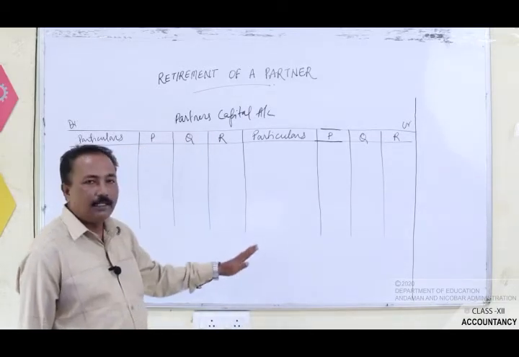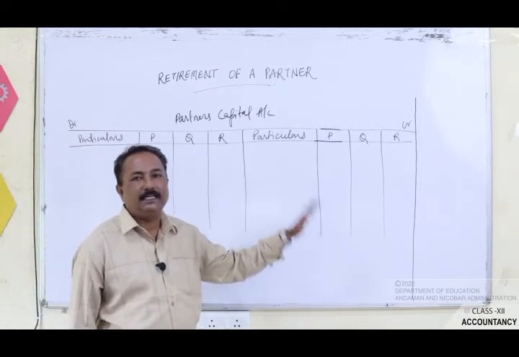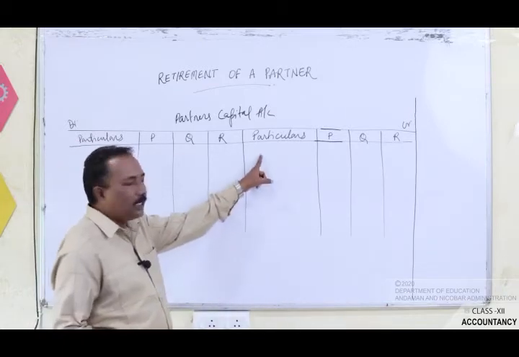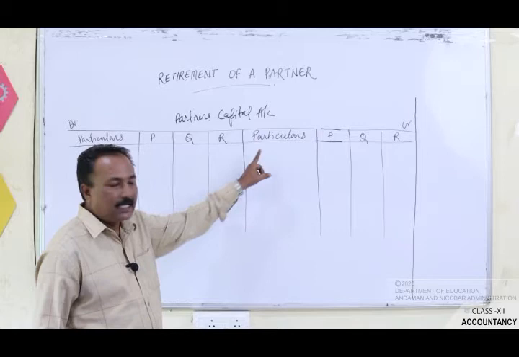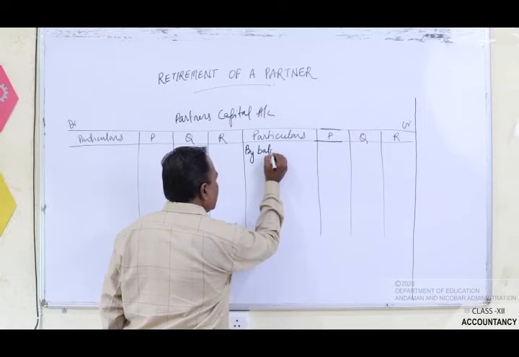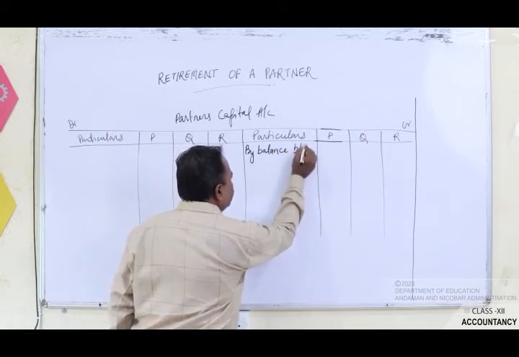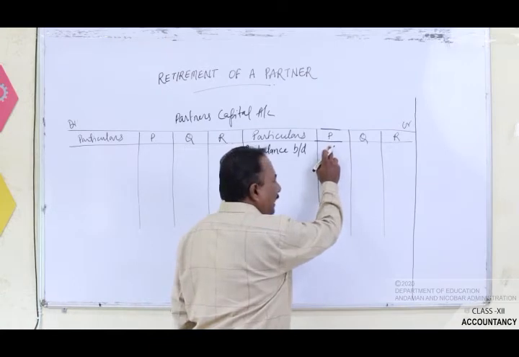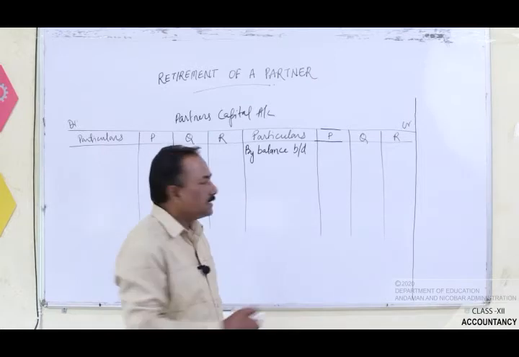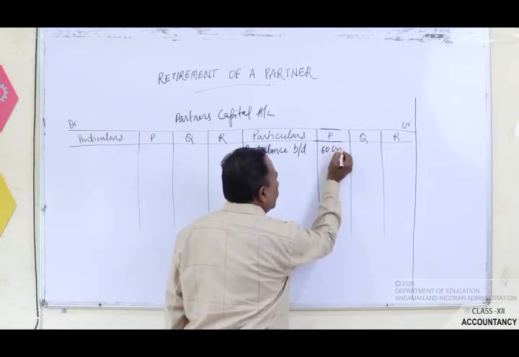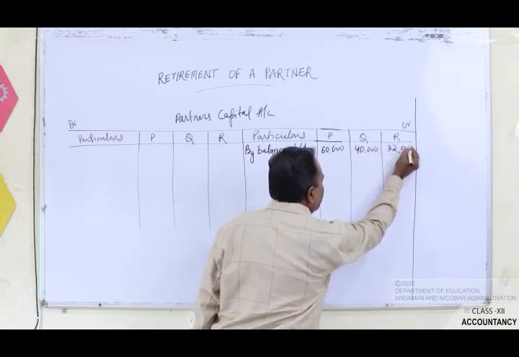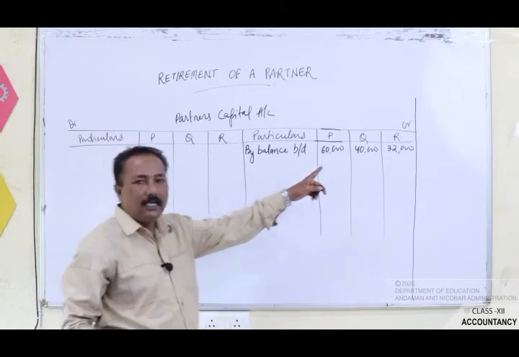You know very well that the very first thing that has to be recorded in the partners' capital account is the opening capital of all the partners. So, it will be recorded on the credit side of the partners' capital account. What you will write here? It will be recorded as by balance brought down. Now, let us see what is the capital given in the old balance sheet for P. It is rupees 60,000. For Q, it is rupees 40,000 and for R, it is rupees 32,000. So, the very first thing is recorded.